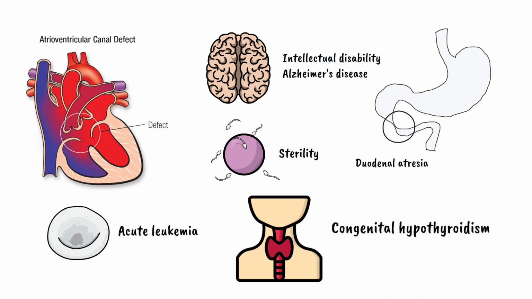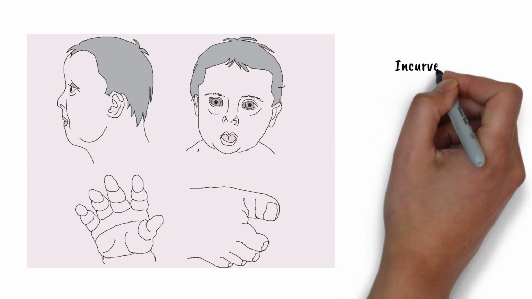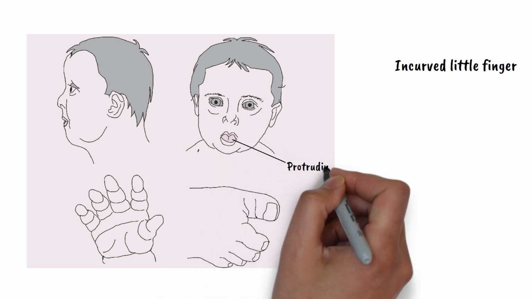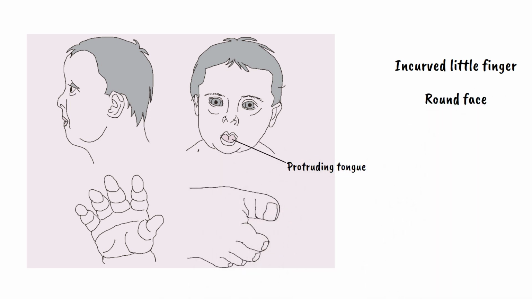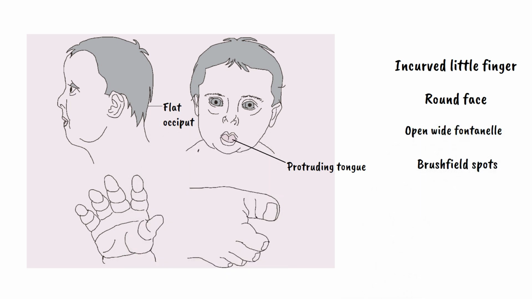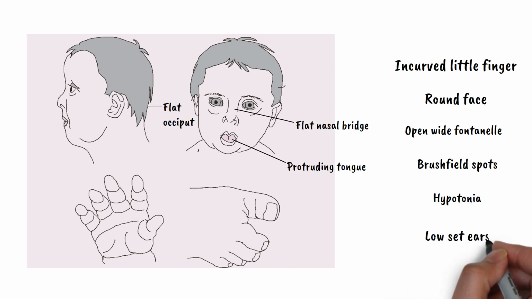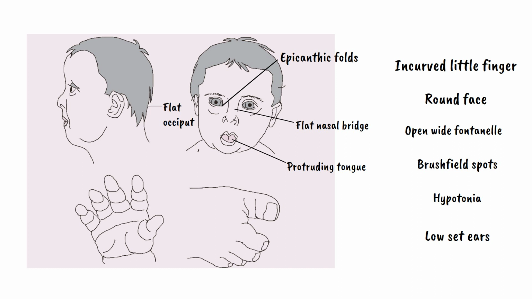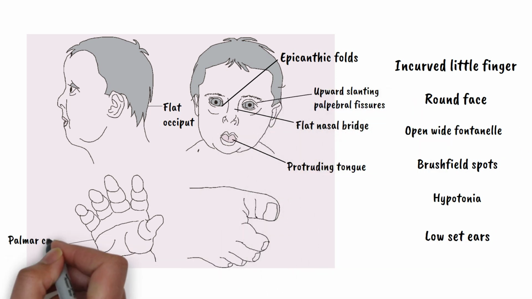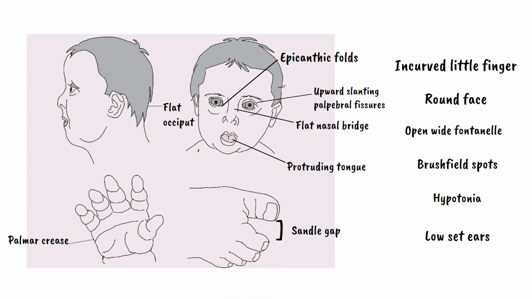Other than these, there are several physical characteristics as well, such as an incurved little finger, also known as clinodactyly. Also protruding tongue, round face, flat occiput, open wide fontanelle, Brushfield spots on the iris, a depressed nasal bridge, hypotonia, low-set ears, epicanthic folds, upward slanting palpebral fissures, single horizontal palmar crease, and a saddle gap, that is, a gap between the second and first toe, can be seen.